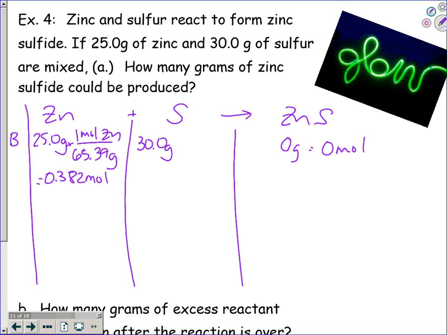And put mole on it, so you're labeling all your units, everything, because this isn't just simply math, this is chemistry. All right, sulfur. 1 mole of sulfur is 32.06 grams. Convert that to moles. Any takers? 0.936, thank you.